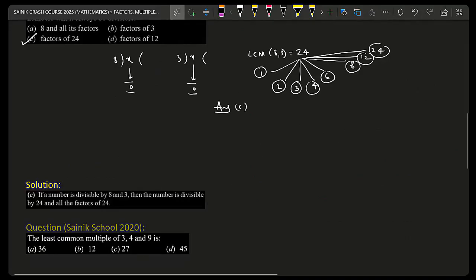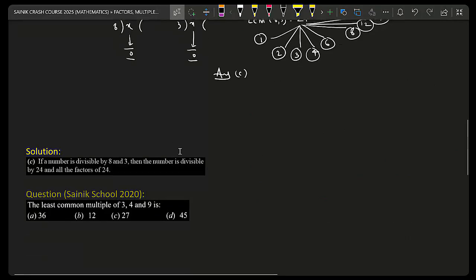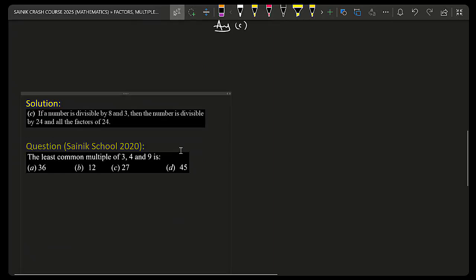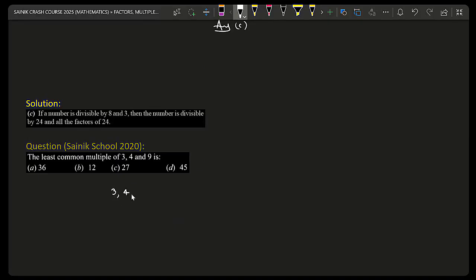Harshvardhan, can you give the answer? 36. Which method did you apply? Sir, I applied the prime factorization method. The better method to solve this question is the common division method. Yes, let us apply the common division method. Which number did you take to divide? 3, because both are divisible by 3.